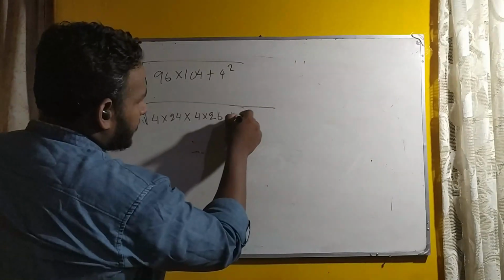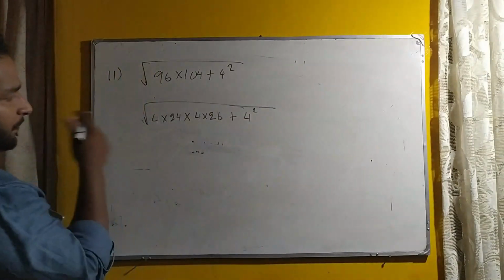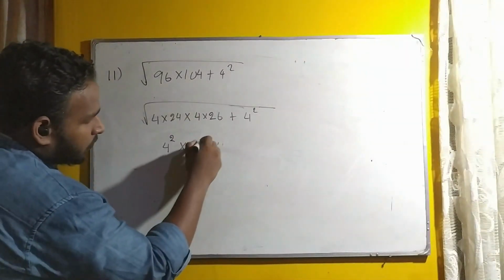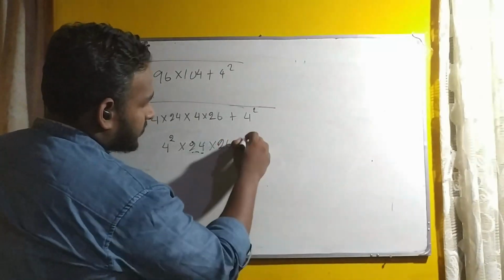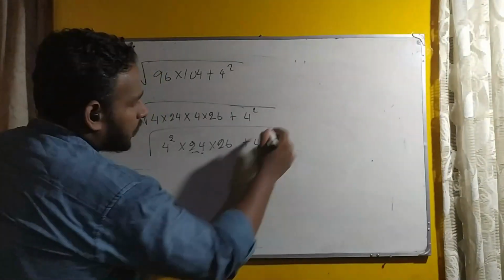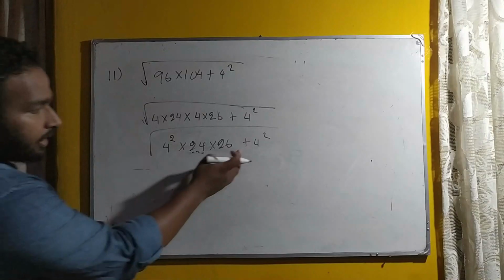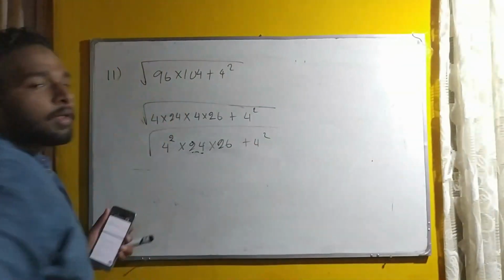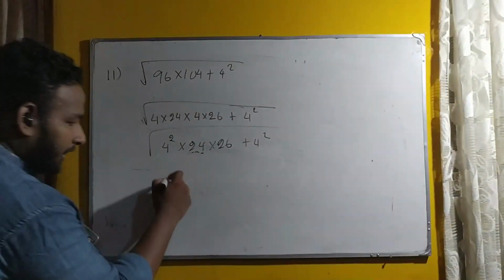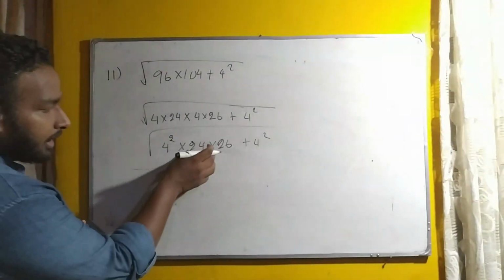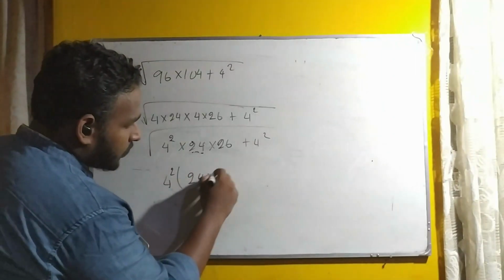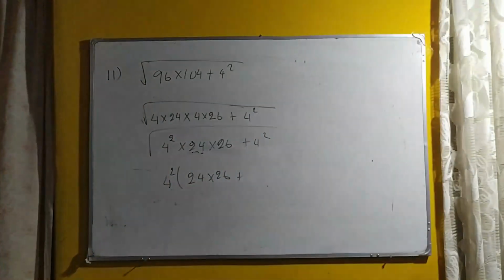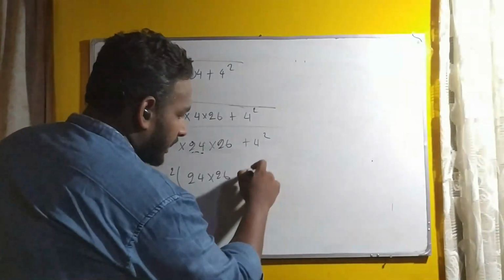So the remaining is plus 4 to the power 2. Now 4 into 4 you can write as 4 to the power 2 into 24 into 26 plus 4 squared. Now you can factorize. Before the addition you have 4 to the power 2, and after the addition also you have 4 to the power 2. So if I take 4 to the power 2 as common, the remaining here is 24 into 26 plus, and here if you take 4 to the power 2, what is remaining? There is nothing, so that means there is 1.